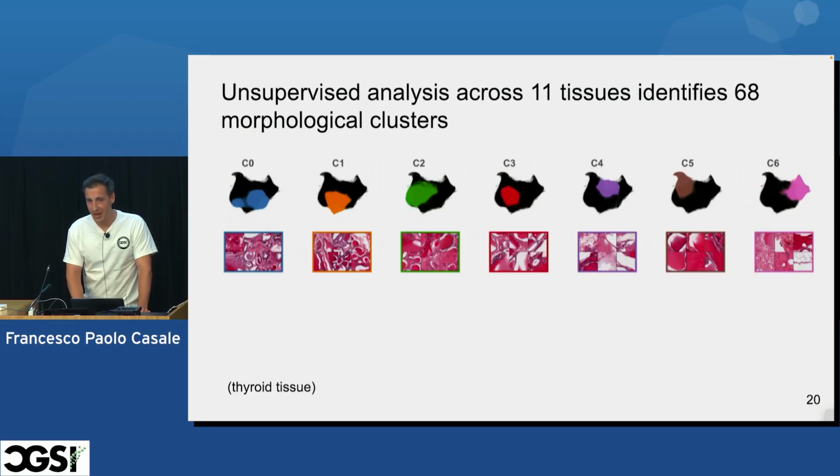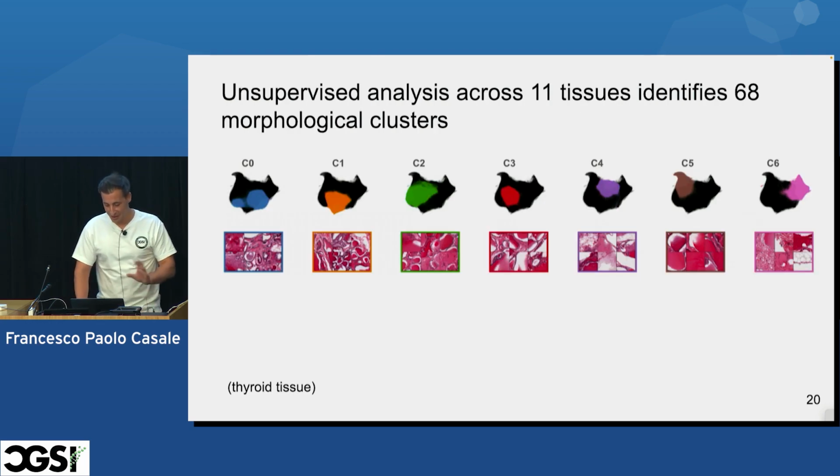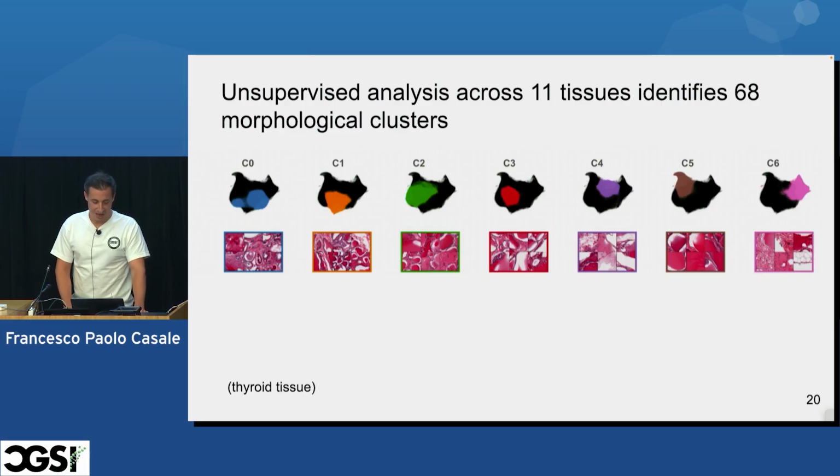We use a very simple approach for doing that. Of course, the simplest thing you could do is just average the patch-level embeddings. But we did something slightly more complex, but not that complex, where we assume that the genetic effects are local on this manifold. So we did an unsupervised analysis and identified 68 morphological clusters across the 11 tissues that we analyzed. Then we take averages for each of these clusters.